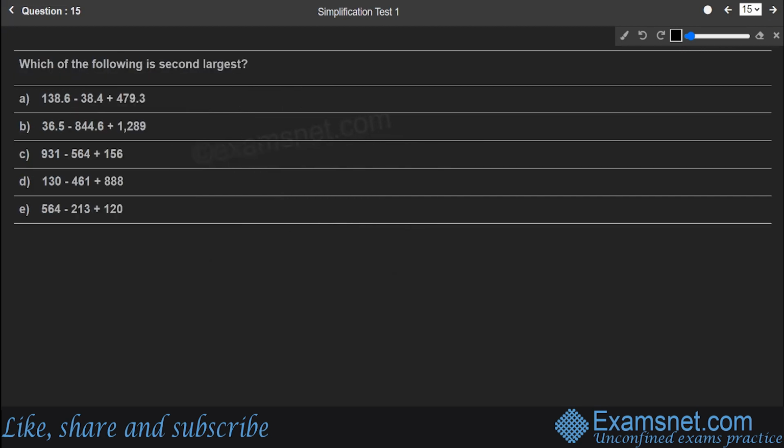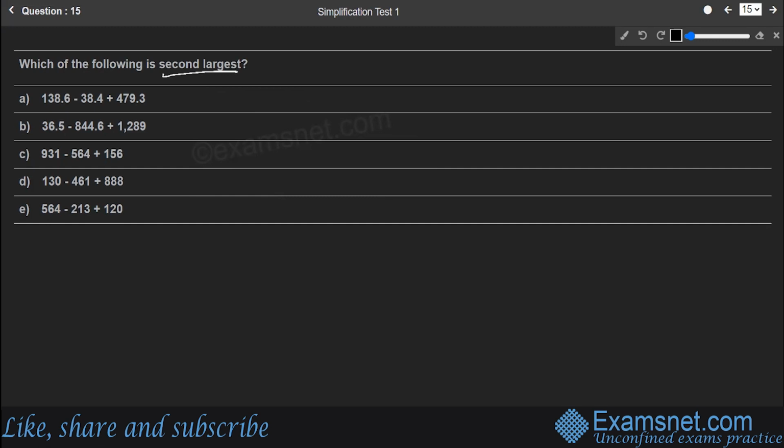Now, which of the following is second largest? That's what we are supposed to find out. For finding this out, obviously, if you try to add, subtract, and solve each and every decimal value, the calculation is going to be huge. So what we can do is ignore the decimals in these cases, and things will be easier to solve. Let us try to do it.